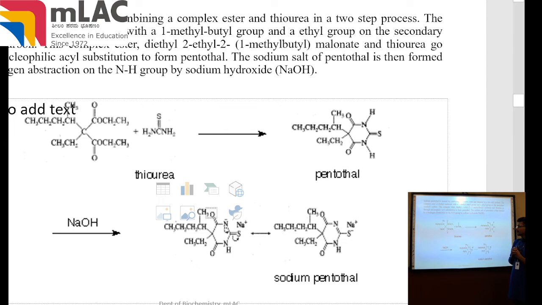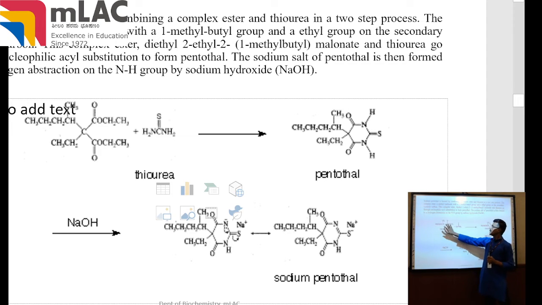Sodium pentothal is synthesized starting from thiourea. Sodium pentothal is formed by combining a complex ester and thiourea in a two-step process. The complex ester is diethyl malonate. Please observe the structure here. We have the two ethyl groups. This is diethyl malonate plus thiourea. We know the structure of urea, NH2CONH2. Instead of oxygen, we have sulfur here. That's why it is called thiourea.